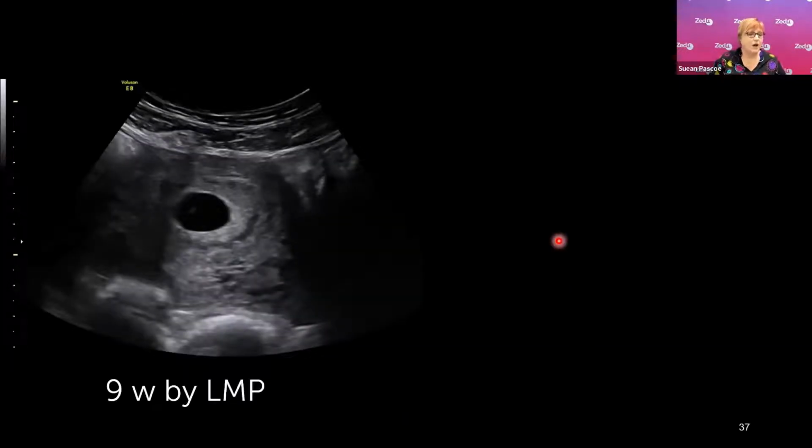Here's another example, 9 weeks by LMP. I think the problem here sometimes is that our patients know when they're 5 minutes pregnant now. The pregnancy tests at the supermarkets are so much more sensitive these days than they were 20 years ago. The expectation of technology is so much higher than it was 20 years ago, and so people want answers.